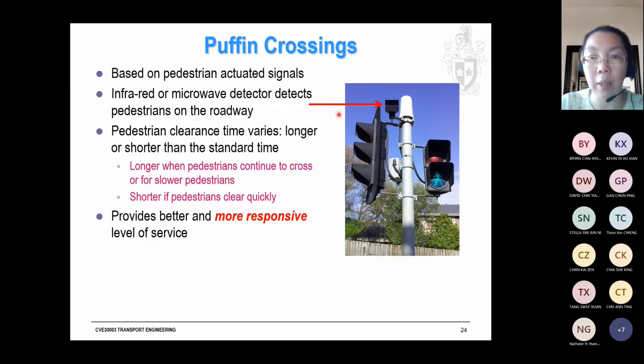Okay, so if they see through the detection that pedestrians require longer time, they have not fully cleared the crossing, then it will give longer time for the pedestrians to continue crossing. Or if pedestrians have already cleared, everybody runs across, maybe, then shorter time, and it will turn red and green for the vehicles. So this is a bit more responsive.